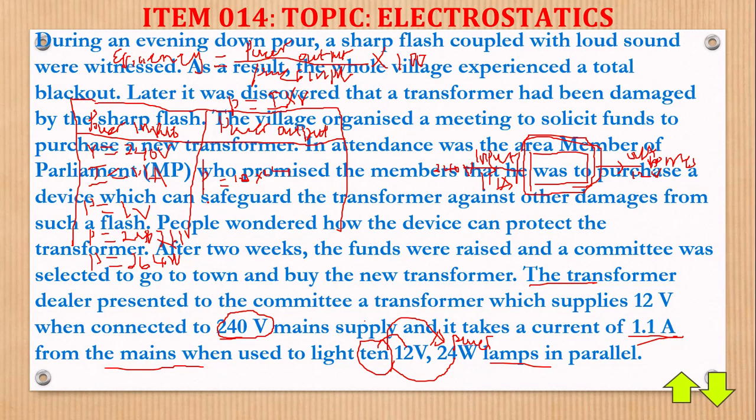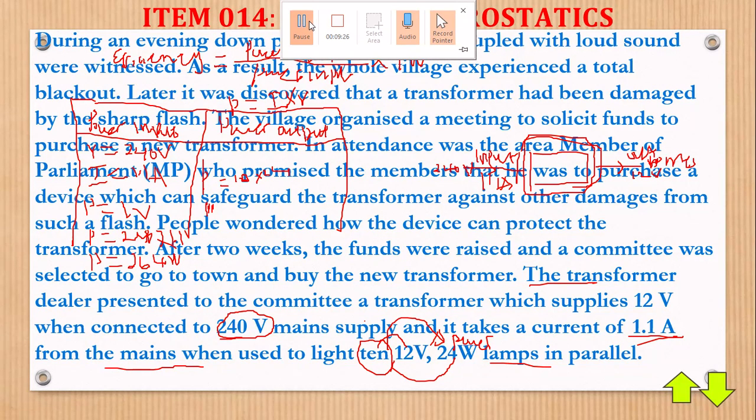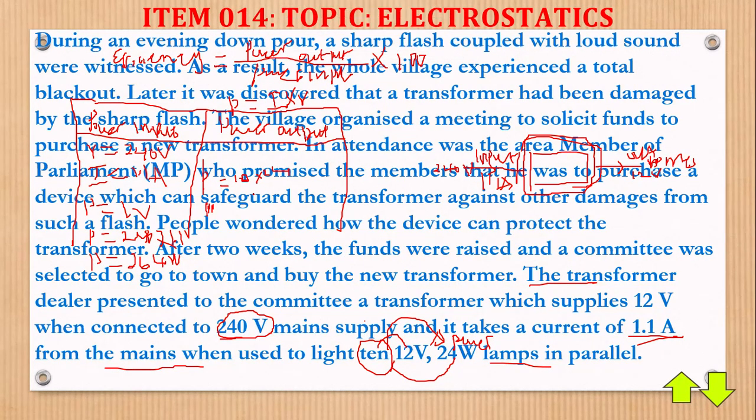And how much shall we get as the total power there? Total power is equal to, of course, 24 times 10, so the power will be equal to 240 watts.